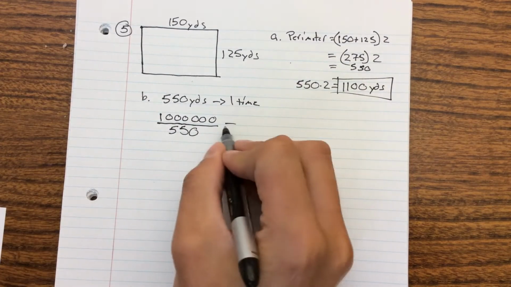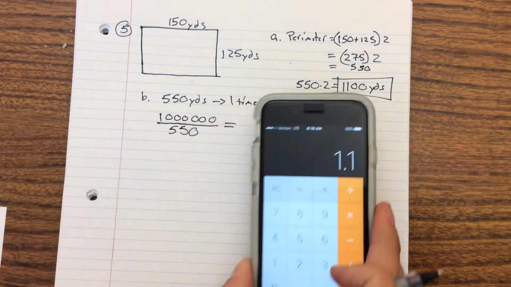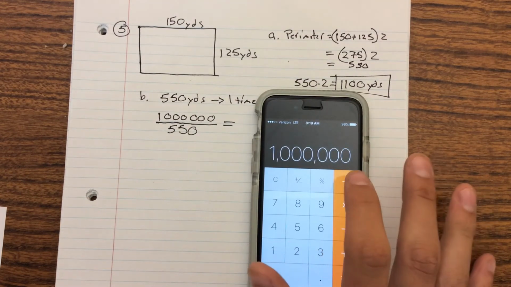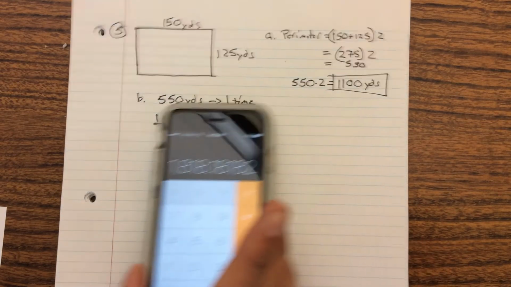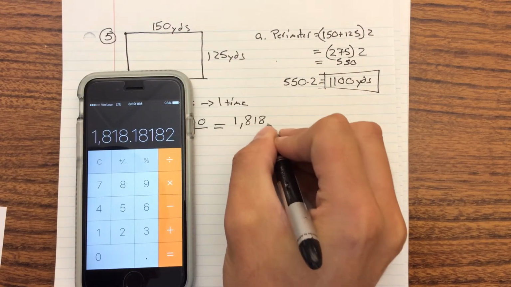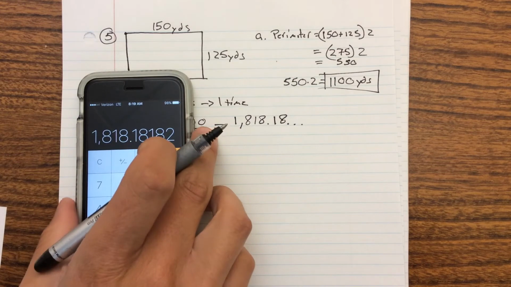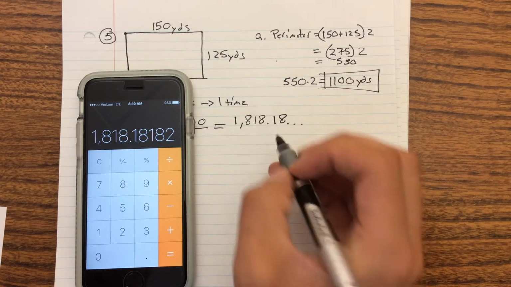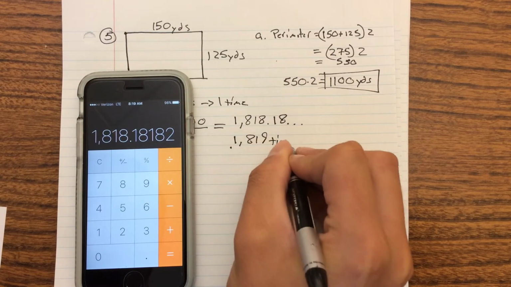I'm going to go ahead and break out the calculator for this one. So we start with 1 million, and we're going to divide it by 550. And we get, as you can see, 1,818.18, and it goes on for a little bit. But the question was, how many times would she have to walk around the park? So to go above this number, she's going to have to walk 1 extra time. So our answer is going to be 1,819 times.